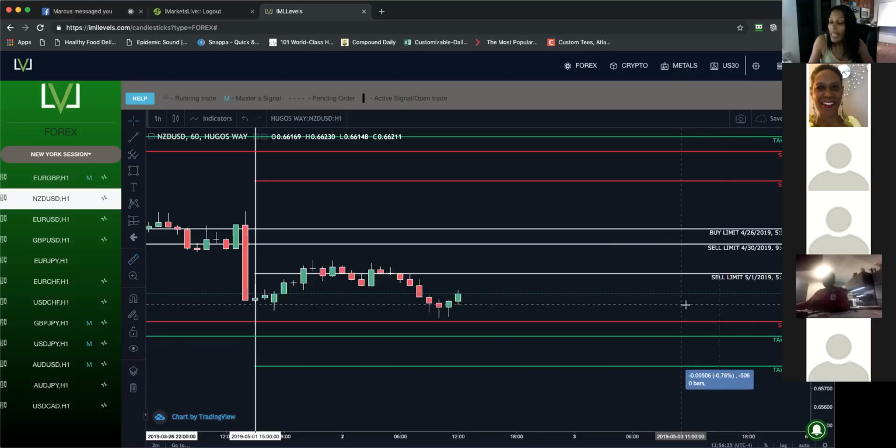Write this number down. Write down this white line number. The sale limit is 6632. Your pair is NZD/USD. You're going to do a sale limit at 0.6632. You're going to do a take profit at 0.6582.